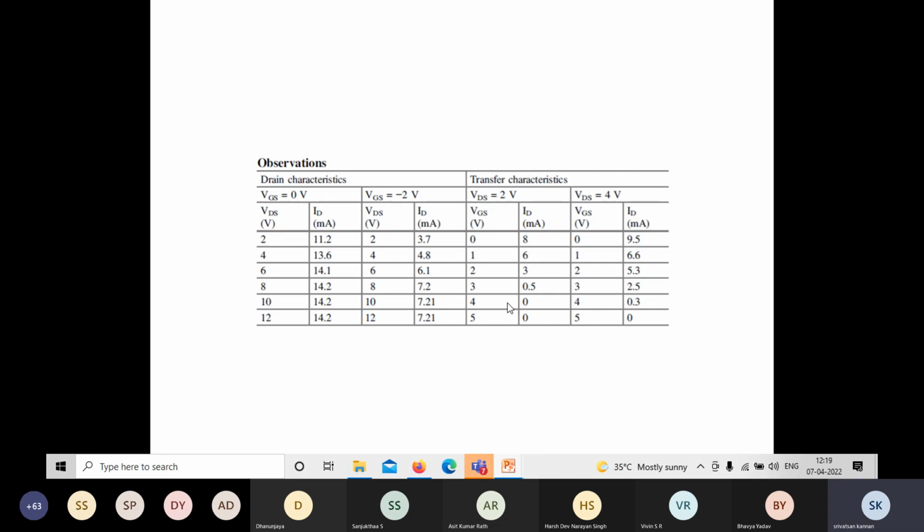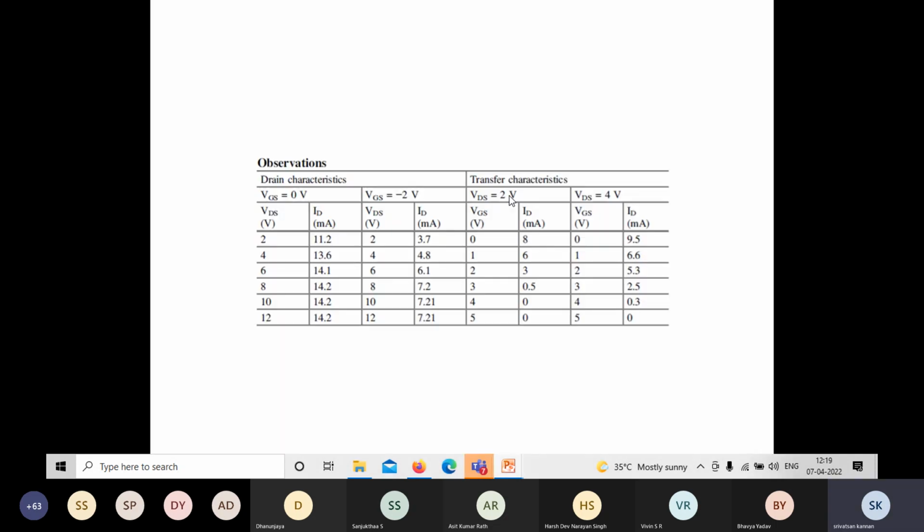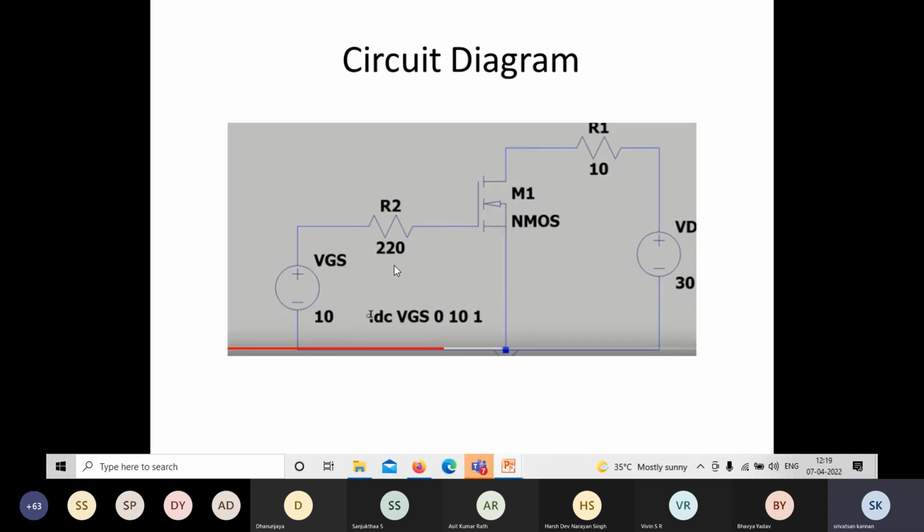So these are the basic observations we make using this circuit. You have to do both drain characteristics as well as transfer characteristics for this experiment. I'll show you the circuit diagram. So construct the circuit. I'll give you 10 minutes time. Once constructed, tell me.